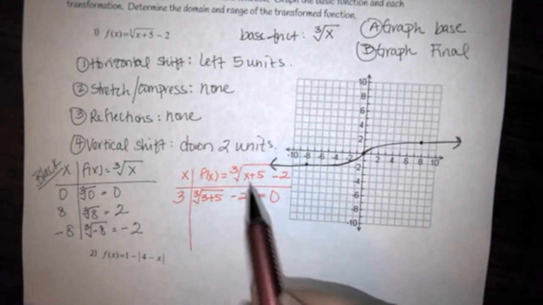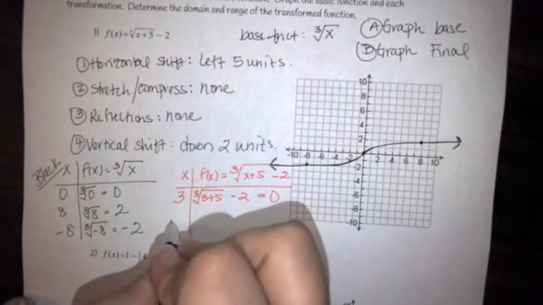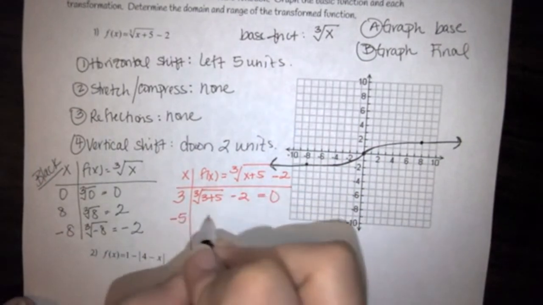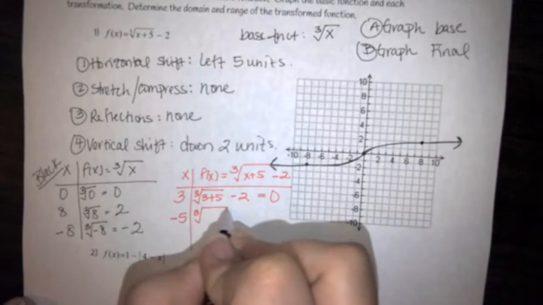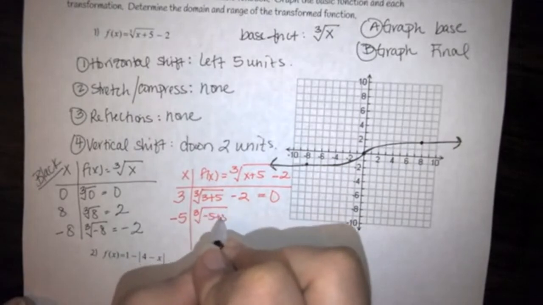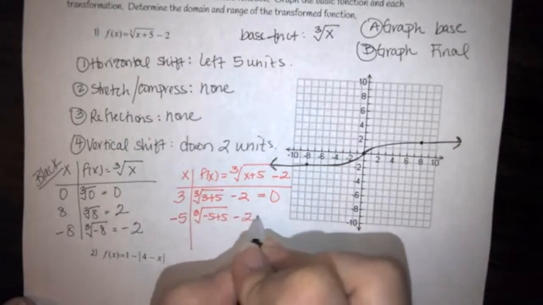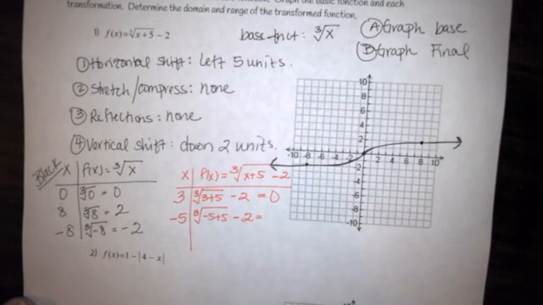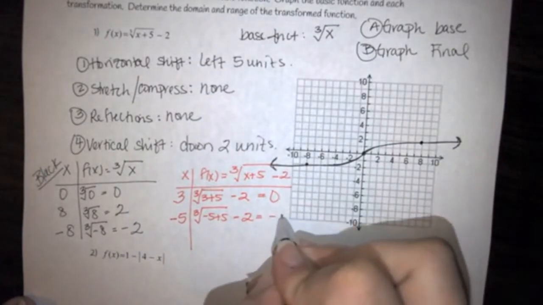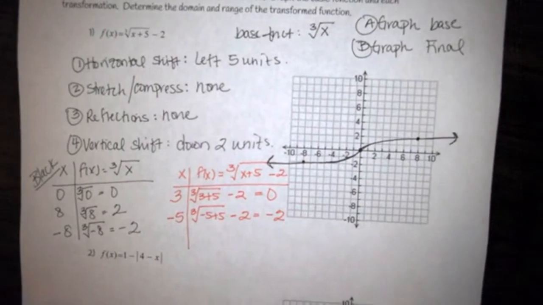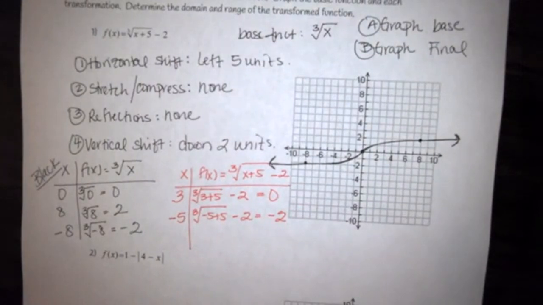Well, negative 5. If I look at negative 5, I have the cube root of negative 5 plus 5, minus 2. Negative 5 plus 5 is 0, the cube root of that is 0, and minus 2 gives me a negative 2. So I'm going to start looking at these points on my graph so I can see a little bit of what they look like.